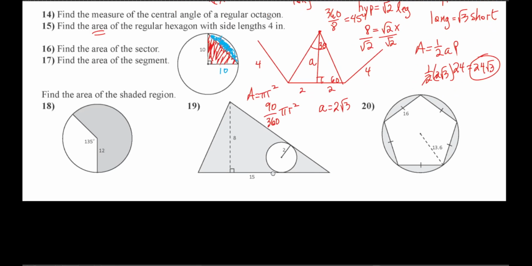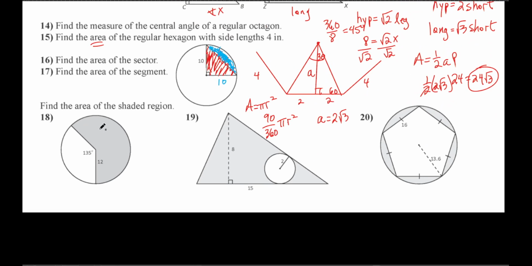The other 3 aren't that bad, are they? You want to find the shaded region. So what are we going to do? Find the area of the whole thing. Find the area of the sector. Take it away. Boom, you've got your shaded.